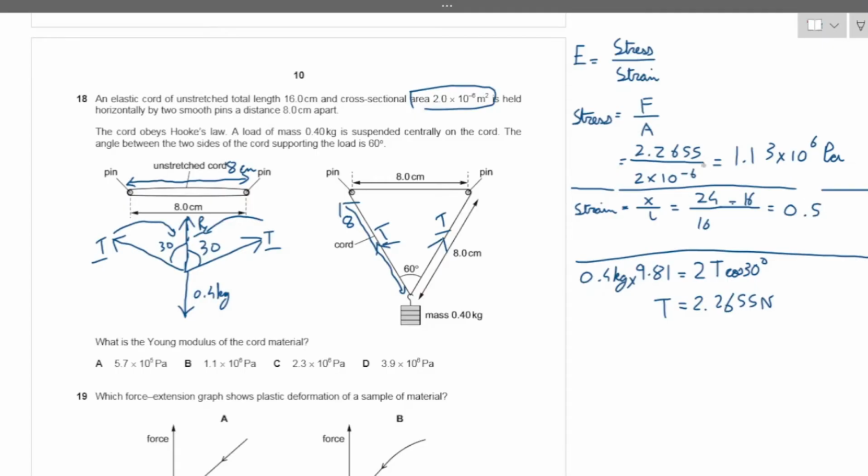That is the strain. We've got stress, we've got strain, so we can now get back to calculating the Young modulus. 1.13 × 10^6 pascals over 0.5 gives us 2.26 × 10^6, which is approximately 2.3 × 10^6 pascals, and that is the Young modulus. So that is option C. Therefore, option C is correct.